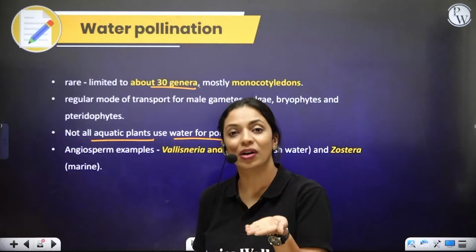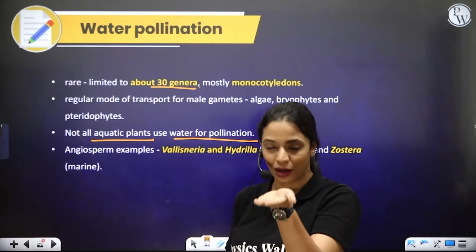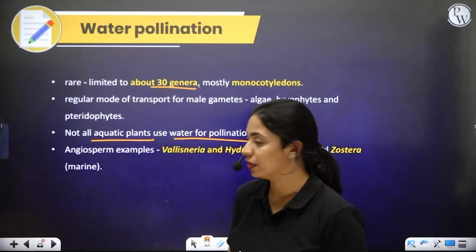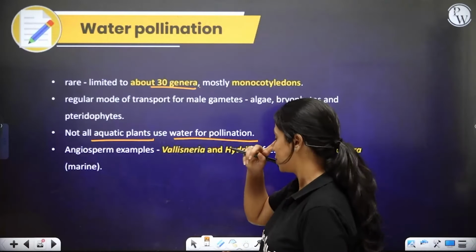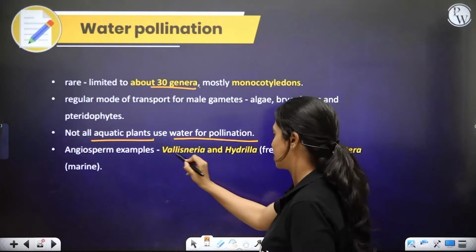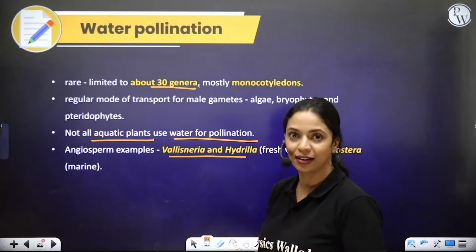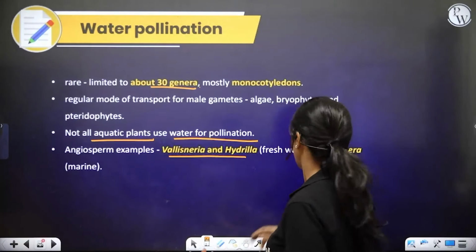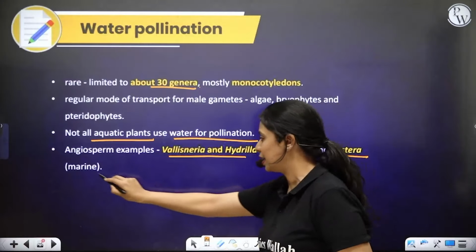If their flowers are produced above the surface, like in lotus and water lily, wind or insects only will pollinate it. Some examples of angiosperms where water pollination takes place are Vallisneria and Hydrilla. Both of these are aquatic plants that are found in fresh waters. And then we have Zostera, which is a marine angiosperm.